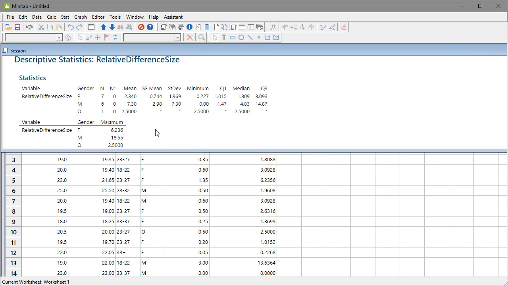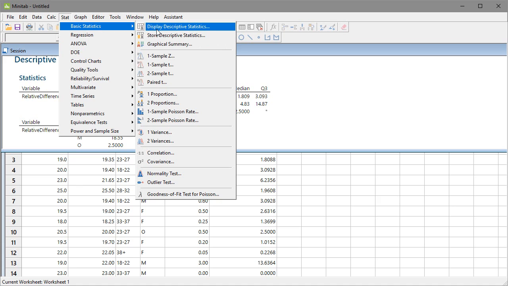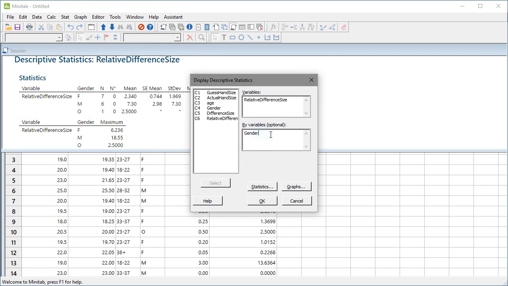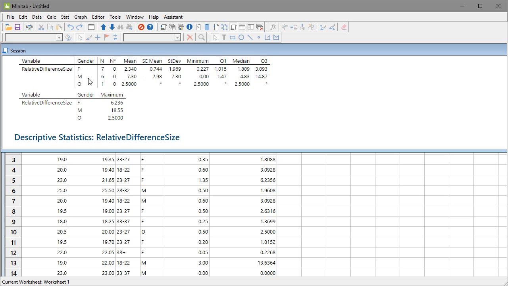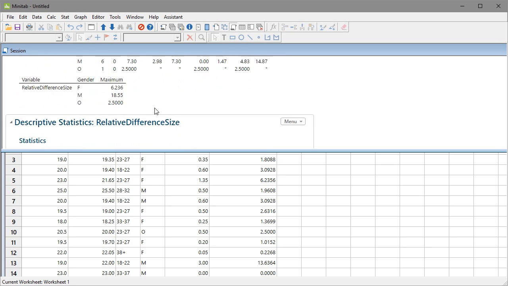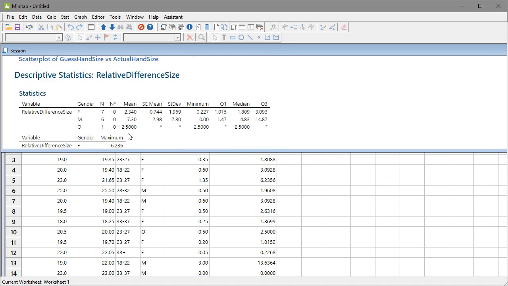So, okay, that's kind of cool, right? What else can we do? We can also just get some basic statistics overall. So what if we just wanted to know overall relative differences in sizes? We could click OK, and then we can just get that overall the average is 4.48 for all of the relative size differences. What this did before was break it apart by male and female. And the overall mean is 4.48.